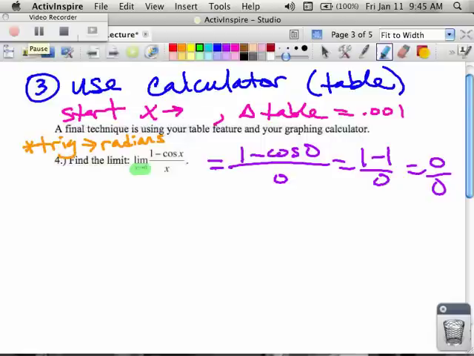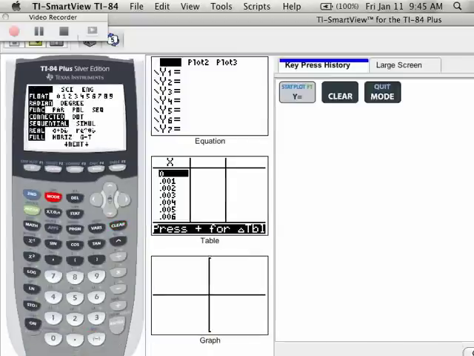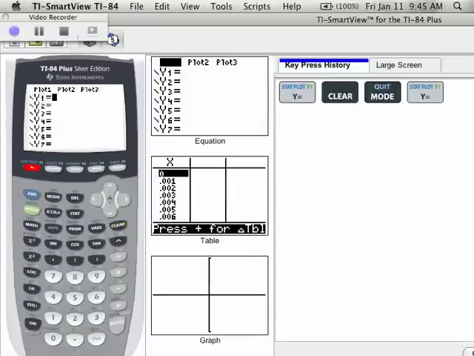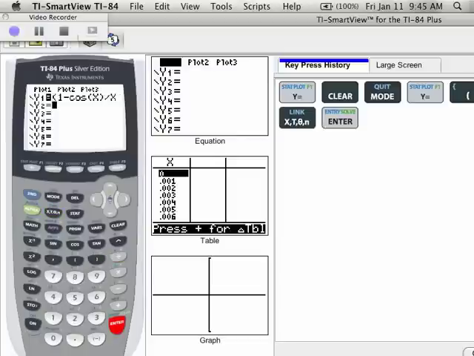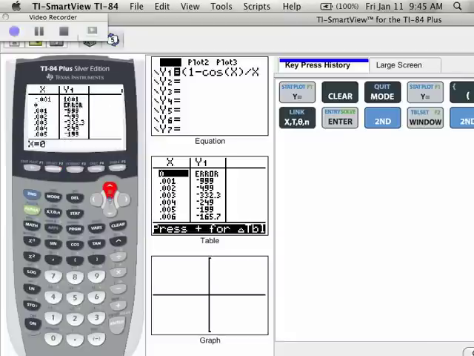So I'm going to grab my calculator. I'm going to type this stuff in. I'm going to use the strategy that I talked about. In my calculator, I'm going to make sure that my mode's in radians, because I always start in radians just in case. And I have a fraction, so I need to use parentheses. 1 minus cosine divided by x. And in my table, I'm going to start at the number I'm approaching, which is 0, and I'm going to go up by 0.001. Auto, and I look at my table. And here's what I see in my table.